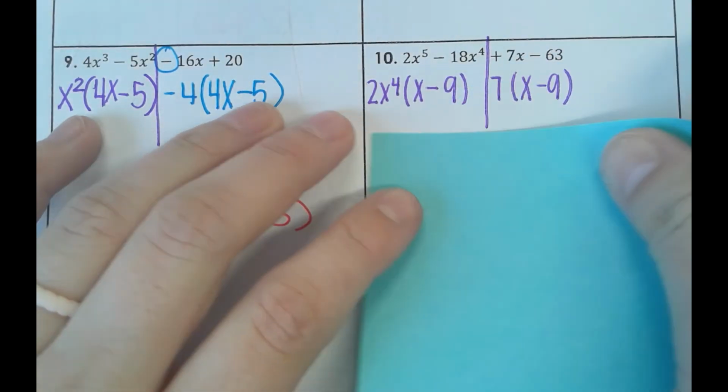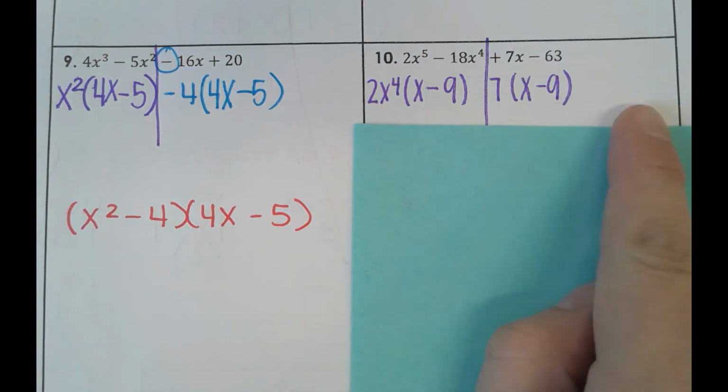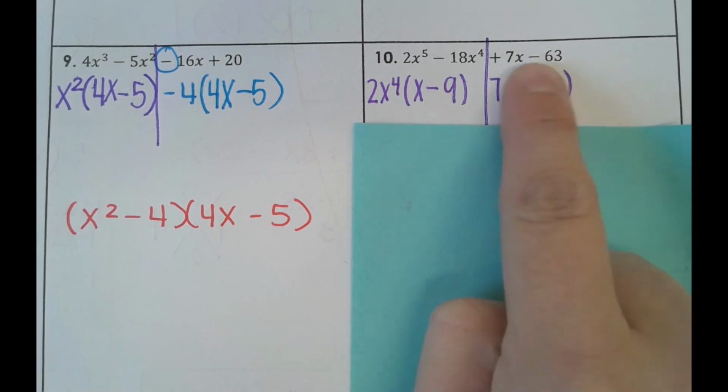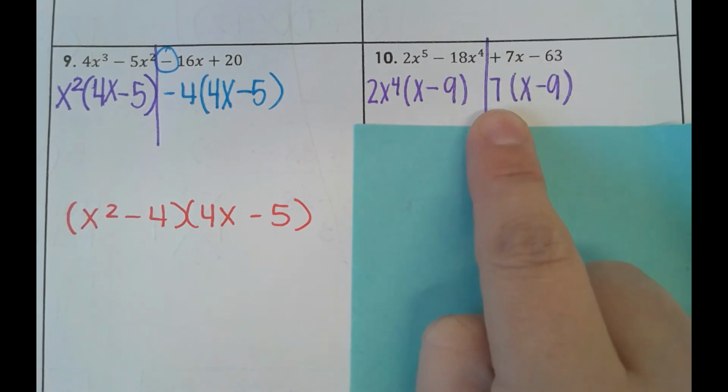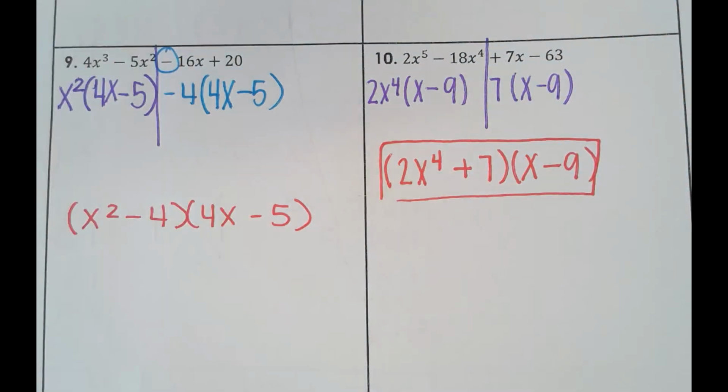Now the other side, you knew it needed to be x minus 9, so that kind of gave you a little hint. But they're both divisible by 7. So if we divide out a 7, we're left with x minus 9. And so your answer is 2x to the 4th plus 7, x minus 9.